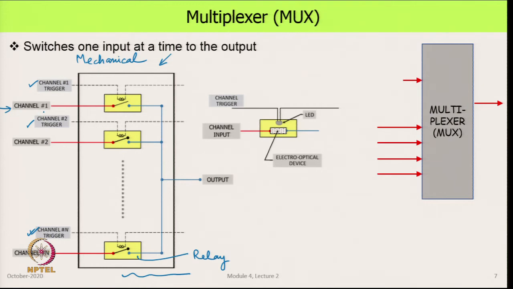So, we call this channel number 1, and this is the trigger for channel number 1. This is channel number 2, the line on which the signal is coming in, and this is the trigger for channel number 2. And on the output they are all connected to a single line, and there is one output which we get.